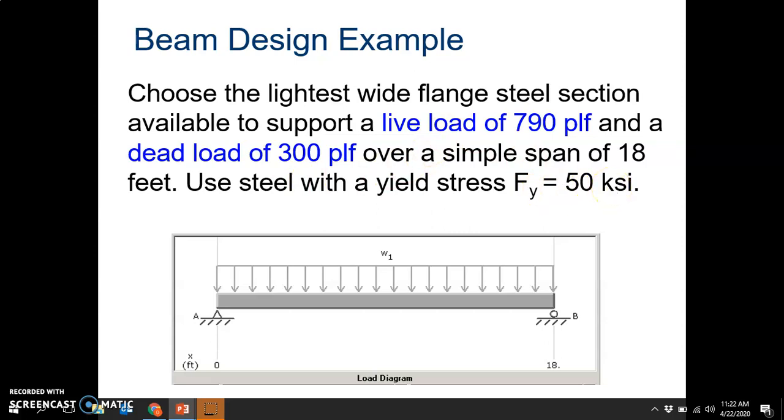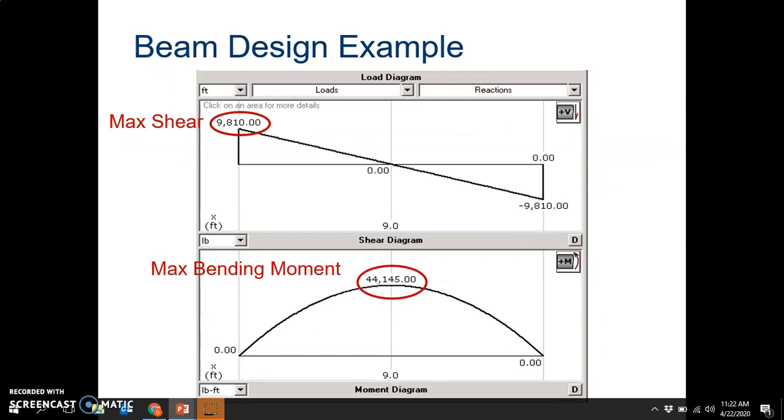Okay, so at this point, I assume that you guys know how to get the max shear and the max bending moment, either from the diagrams that you know how to create or the shortcut equations, which is probably what you should be using. Those are going to be faster.